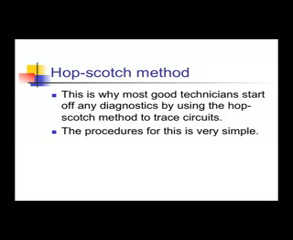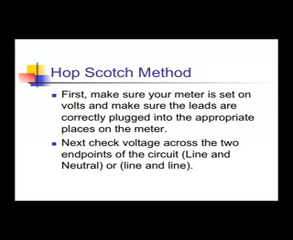Unfortunately, most of the time you will not just have one switch controlling this load. Most circuits in the HVAC industry will have one or more control devices. You must have a reliable, organized method to find problems in this circuit. This is why most good technicians start off any diagnostics by using the hopscotch method to trace circuits. The procedure for this is simple.